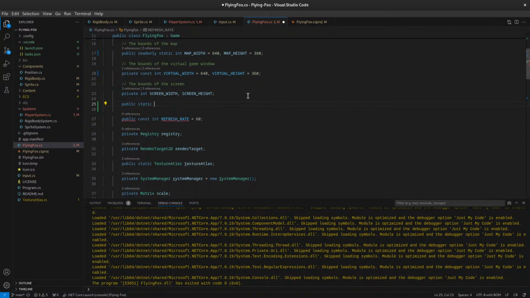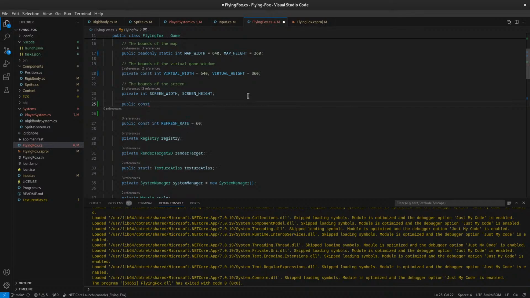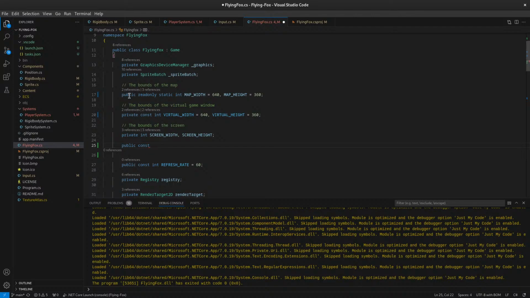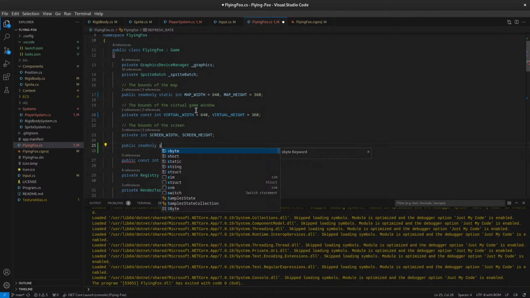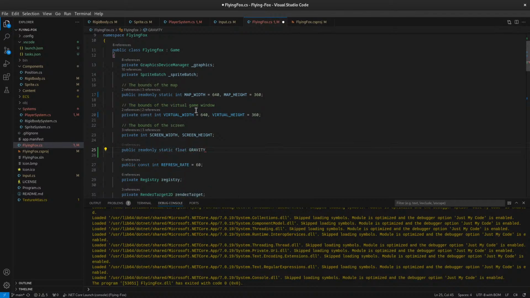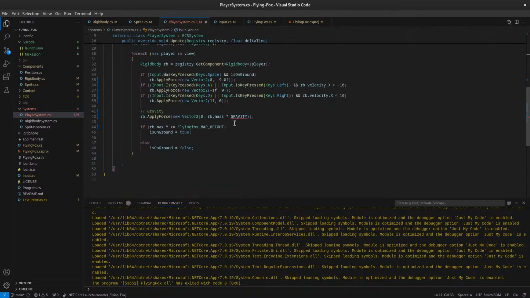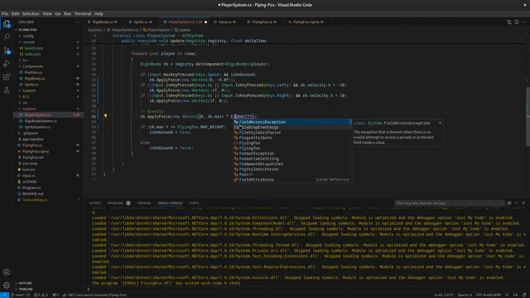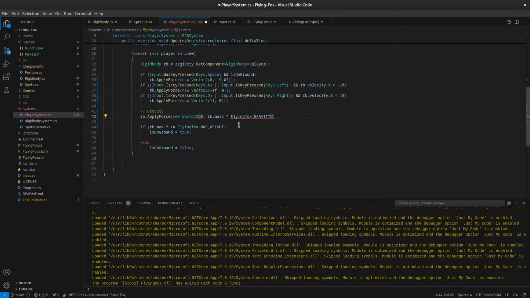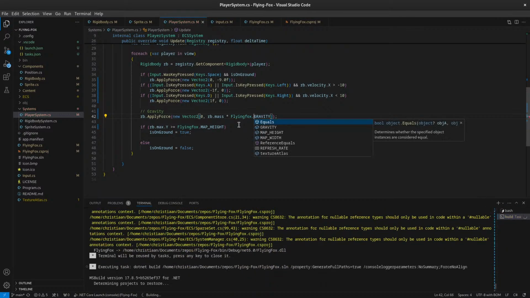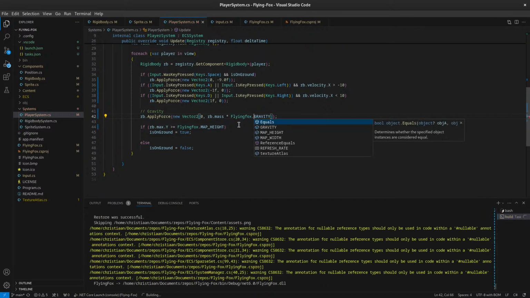Can't you add both? Come on. Just put it like that. Public. Okay, we'll just do read only. It's fine. Static float gravity. We'll make this equal to like this one. We'll change it accordingly if it's not working correctly. Fox gravity. Let's try this and see how it behaves.